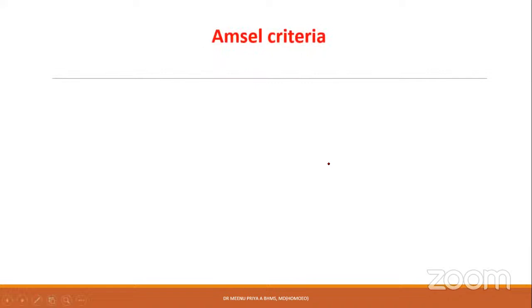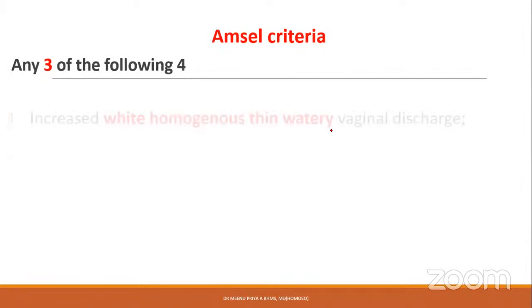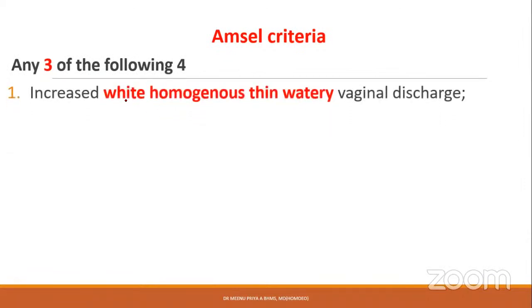There is something called Amsel criteria. Let's see what it is. Any 3 of the following 4 will diagnose bacterial vaginosis. First, increased white, homogeneous, thin, watery vaginal discharge. So this is one: thin, watery, white, homogeneous. It is not sticky, it is not curdy, it is not cheesy. That is how you will differentiate Candida from bacterial vaginosis.